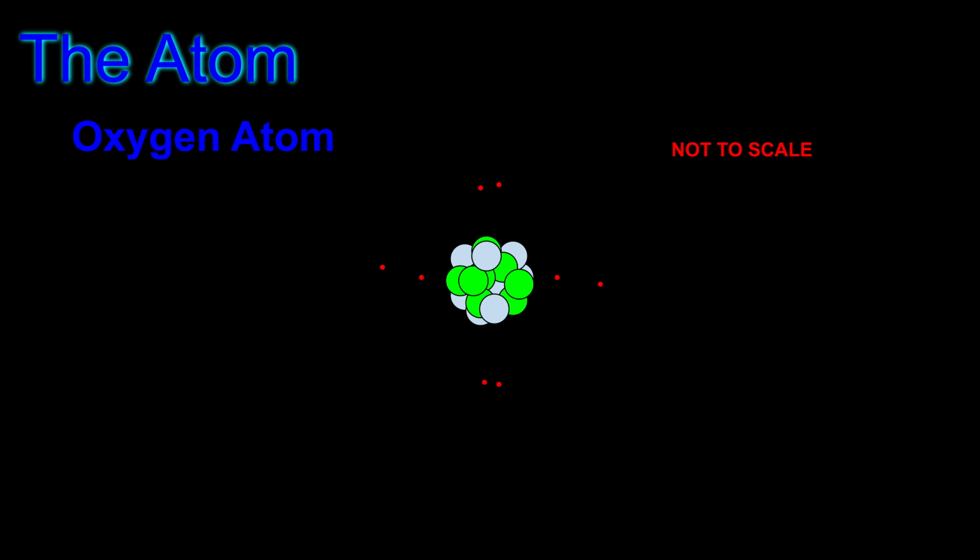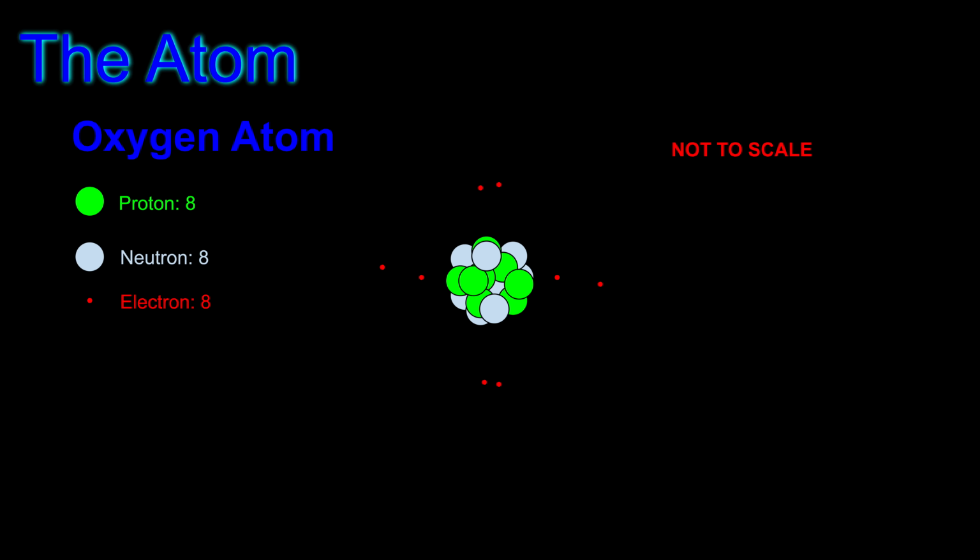The example you see here is an oxygen atom. Atoms generally are made up of protons, neutrons, and electrons. As you can see, this oxygen atom has 8 protons, 8 neutrons, and 8 electrons. It is very common for an atom to have the same number of protons, neutrons, and electrons, but that is not always the case. The number of protons in an atom determines the atom's identity.